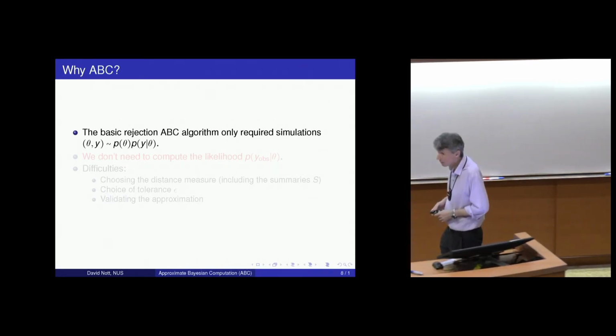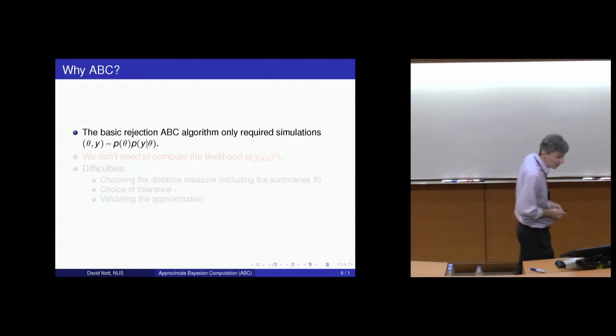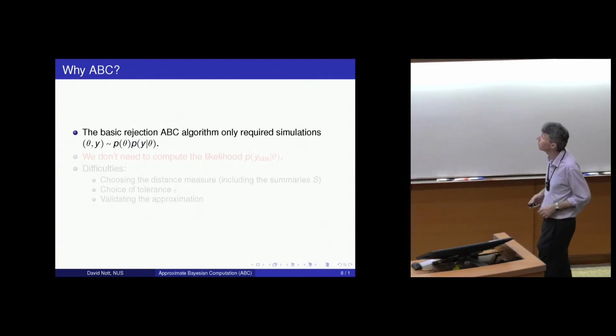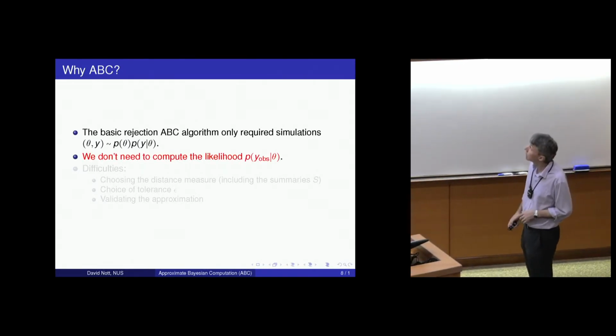Okay, so what you will have noticed with the basic rejection ABC algorithm is it only requires simulations from the model. We don't need to compute the likelihood anywhere. That's good.